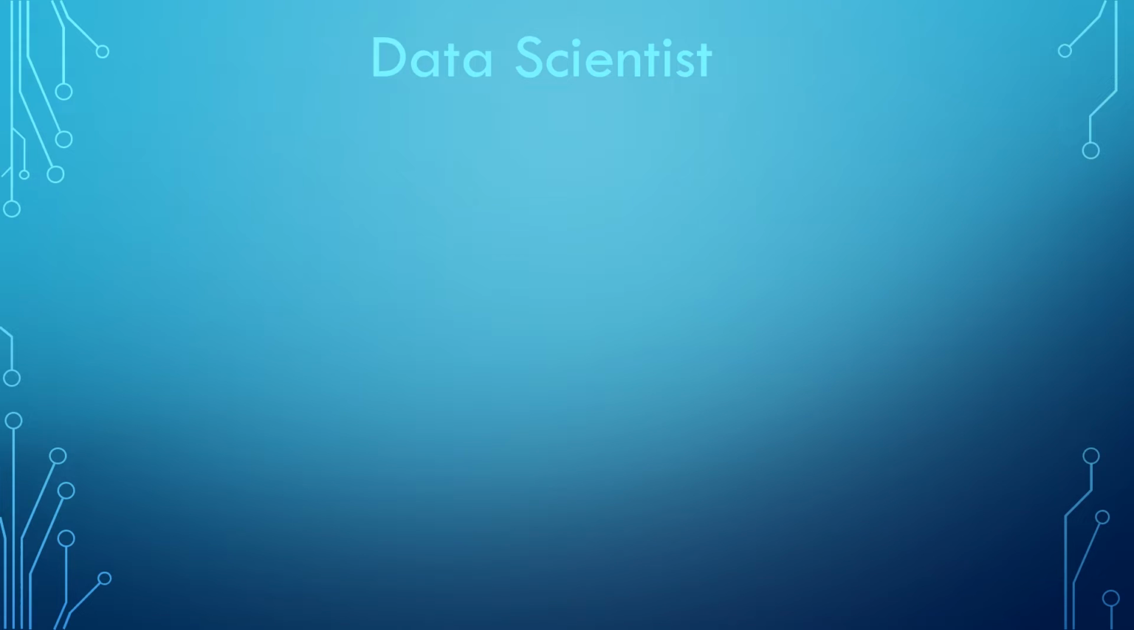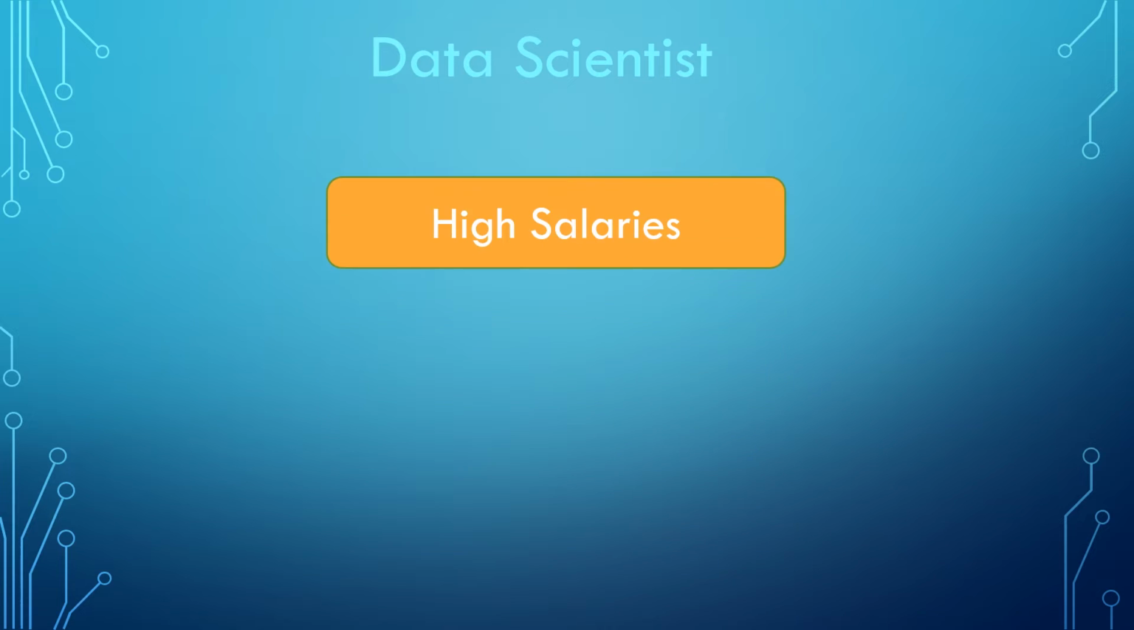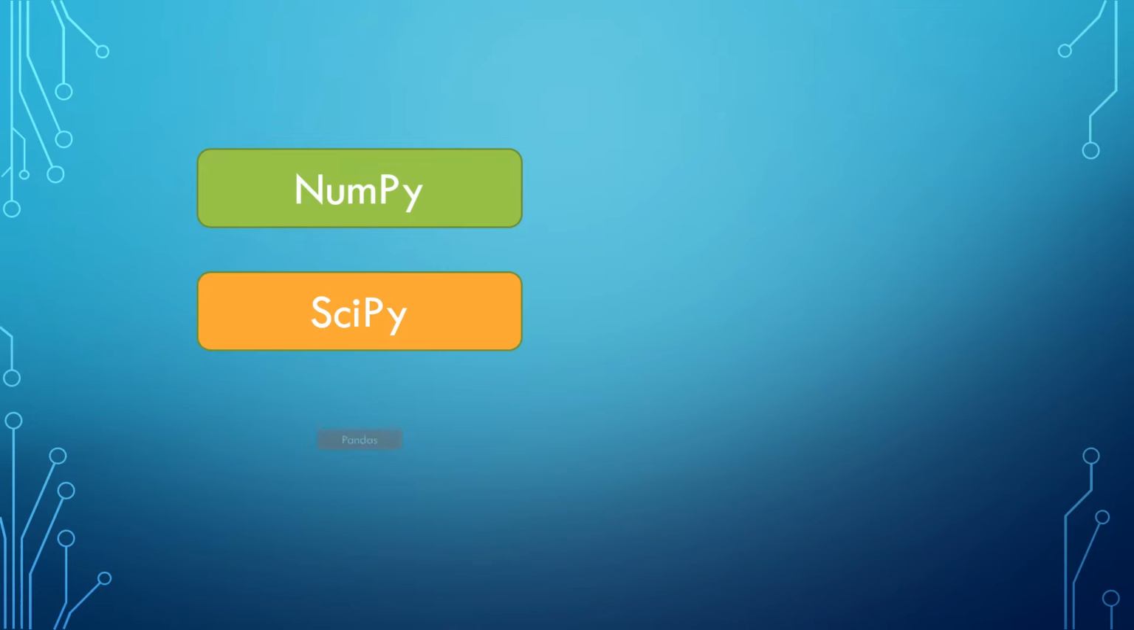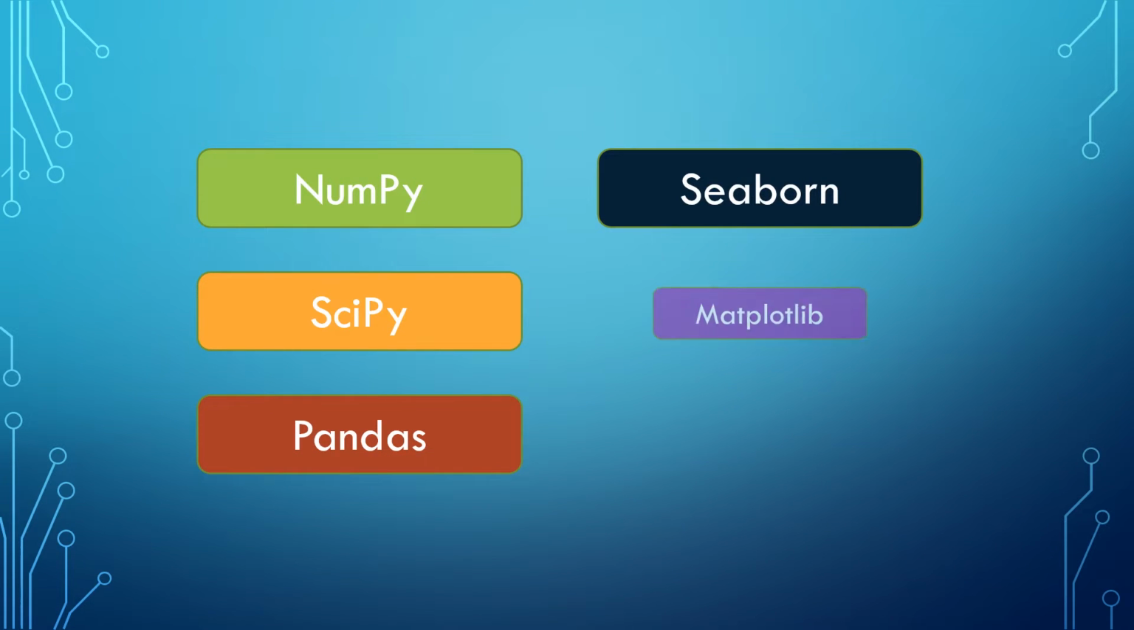In this course, you will gain special skills that are needed for data science. According to many different rankings, data scientist is the #1 job nowadays. It combines both high salaries and also solving interesting problems. We will cover some of the most famous Python libraries for data science, such as NumPy, SciPy, Pandas, Seaborn, and also Matplotlib and much more.